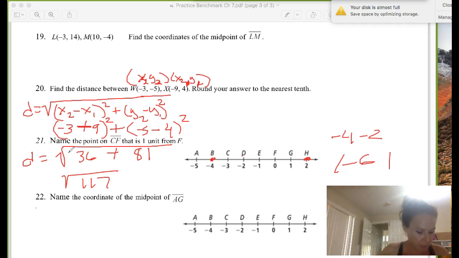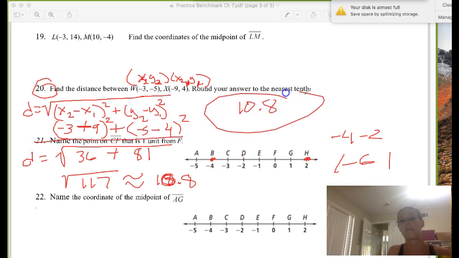If you want to plug this in on a calculator, the square root of 117, it's going to be an approximation because it's not a perfect square. It's about 10.8166, so round to one decimal place, or 10. Oops, I wrote an 18 instead of a 10, 10.8, okay? So that will be the answer to number 20, not 21. So it's approximately 10.8, all right, or the square root of 117.